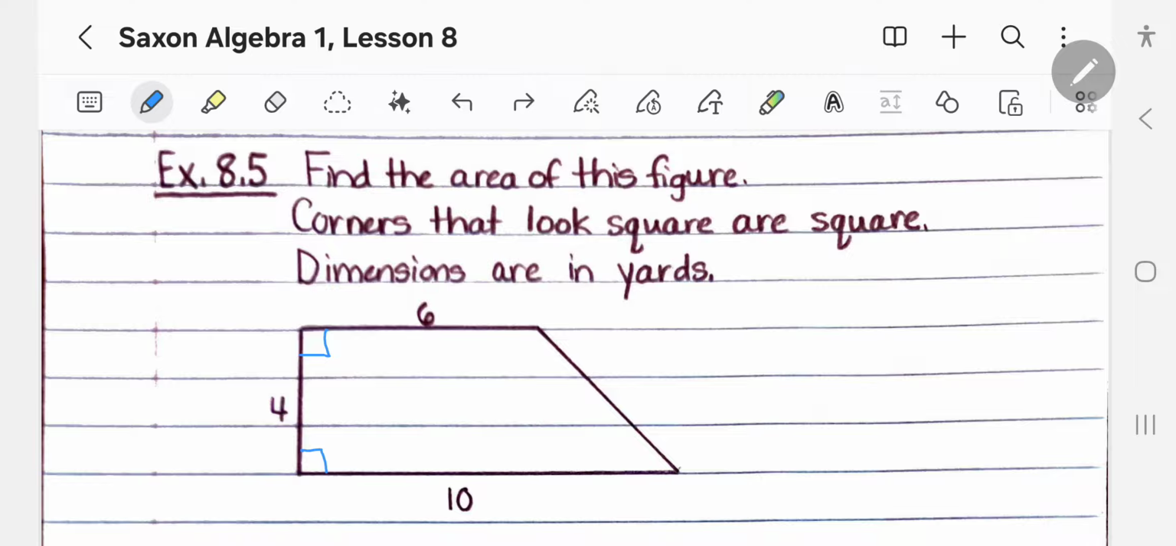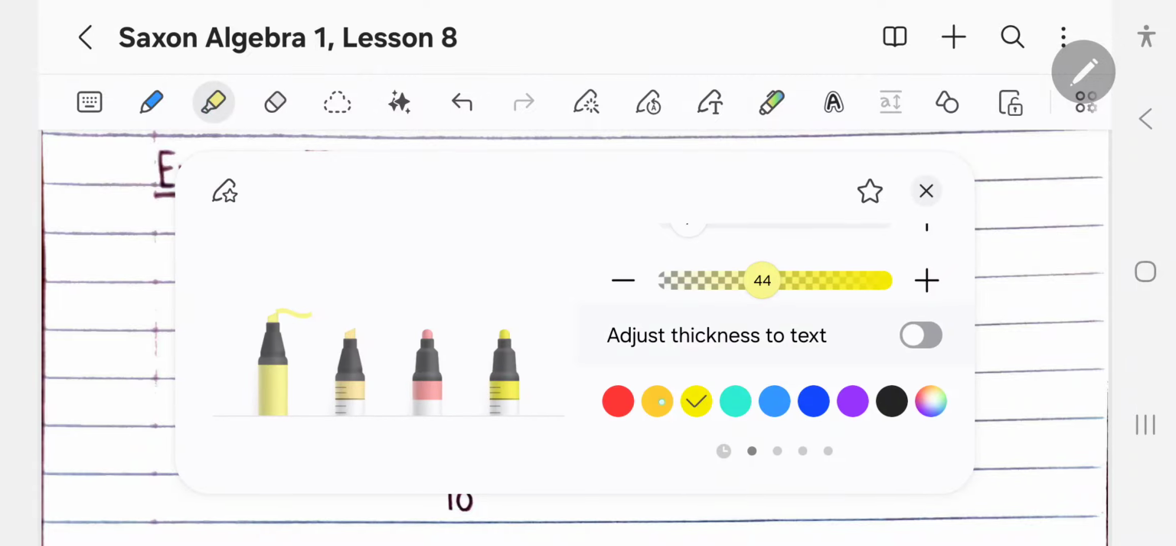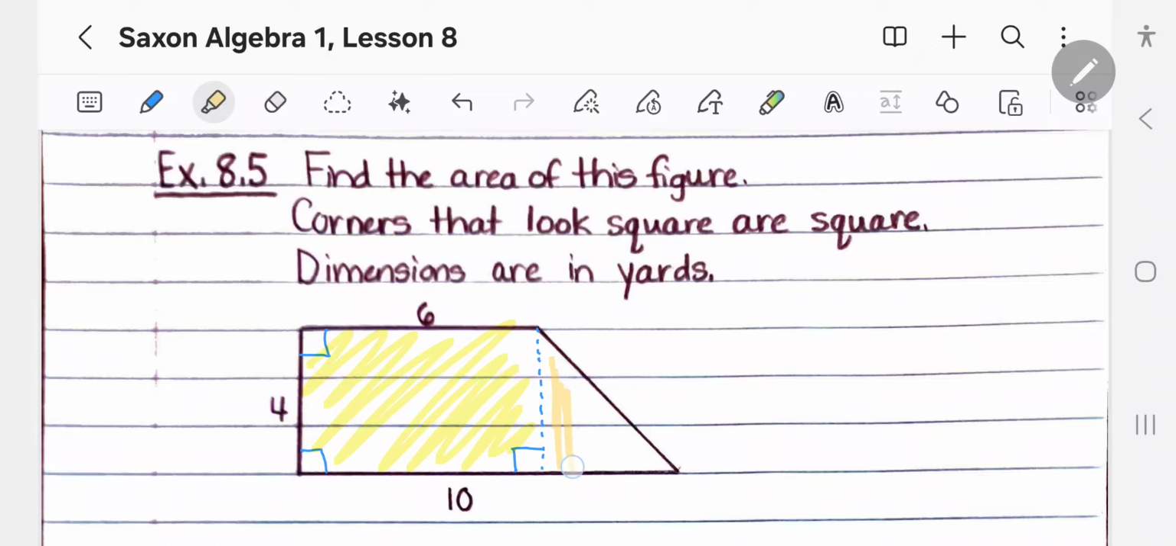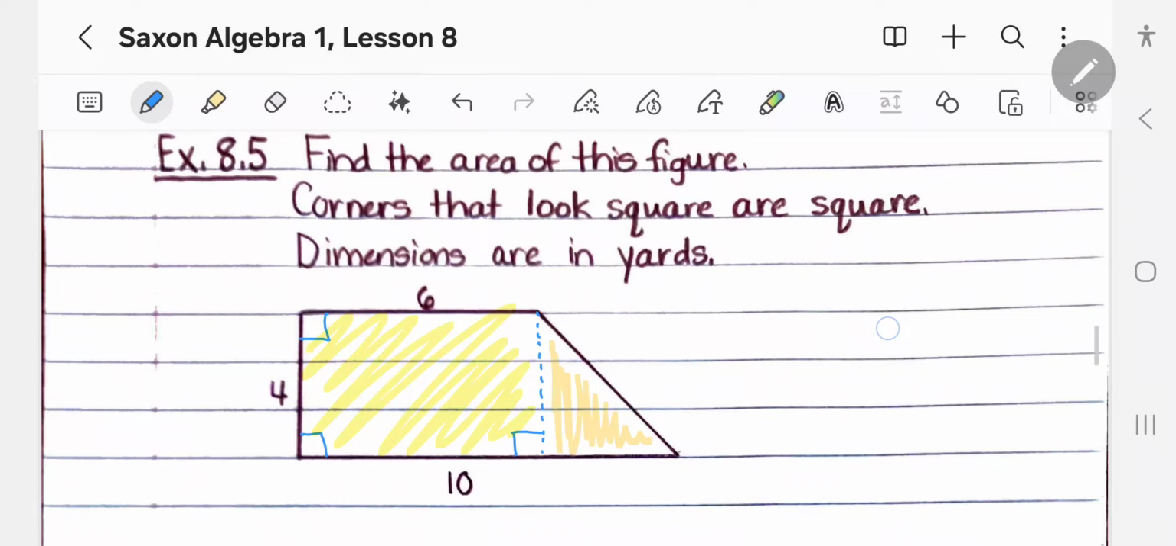Now, we know about figures that have 90-degree angles, and if we would drop a perpendicular here, to where that's perpendicular, then we end up with this nice rectangle here, and then we end up with this nice triangle right here. Okay, and we can break those up and find their area and then add them together. Now we have to be careful here. This 10 is this whole distance. This 6 is this distance. So we're really not going to look at the 10 to find the area of this rectangle.